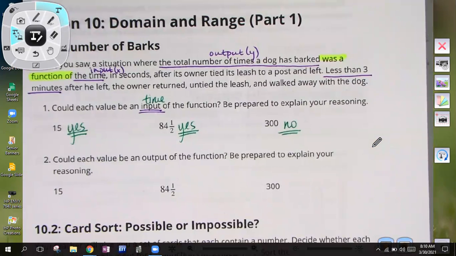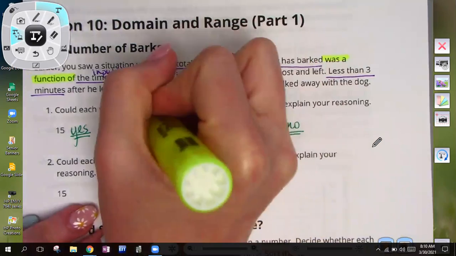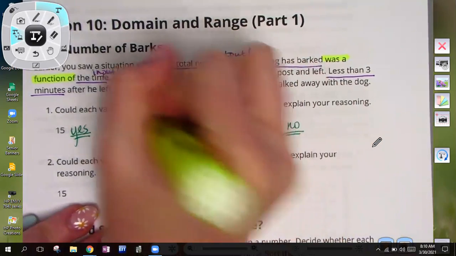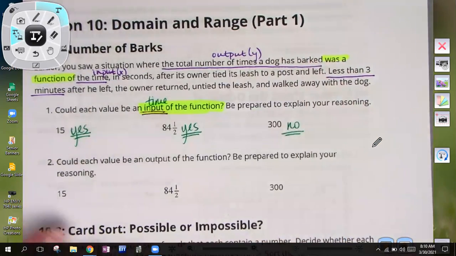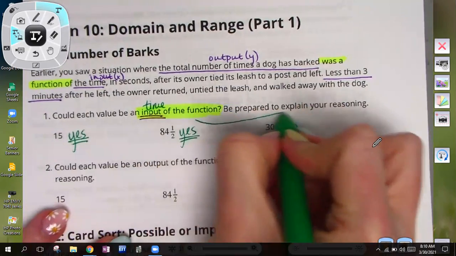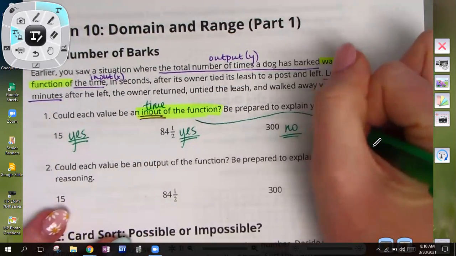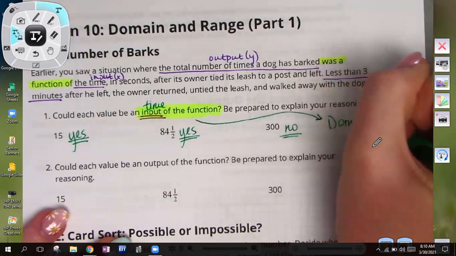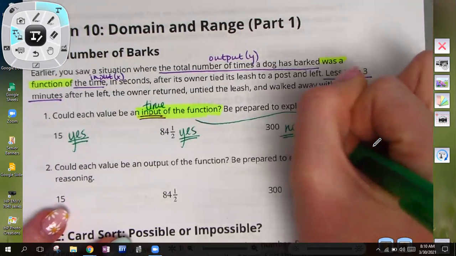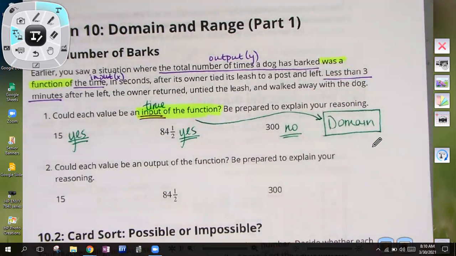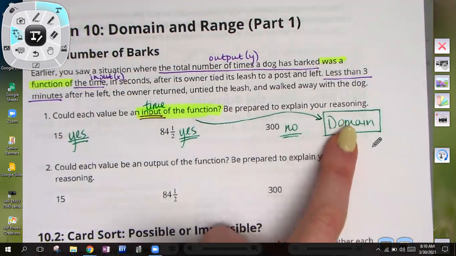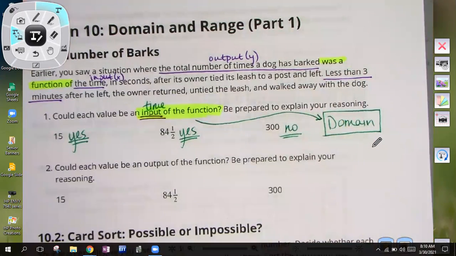Now, when we are talking about all of the possible inputs of a function, we are talking about the domain. We know what inputs are. Those are all of our x values. But when we take all the x values and put them together, all of them, that's considered the domain of the function. So you're just grouping all your x values together and you call it your domain.